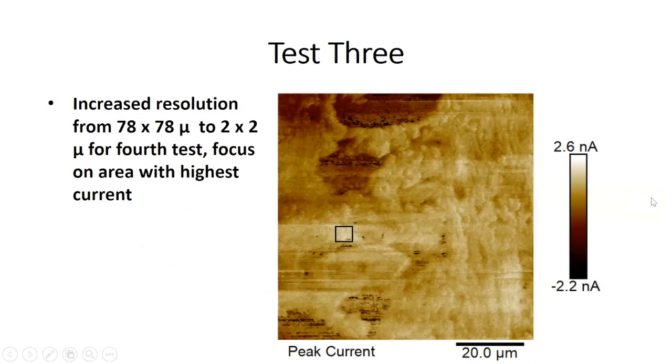The fourth test focused on a smaller area of this sample, which is the third test, where there was a higher current measure, which is these lighter areas. The first three tests were on 78 square micron samples. So it was decided to reduce the fourth test area to a 2 micron square area. The approximate size and location of that reduced area is shown as a box here. And as you can see, it is in one of these light areas.